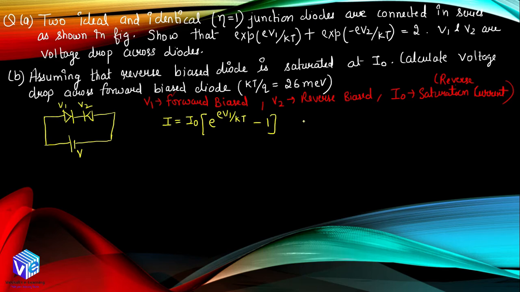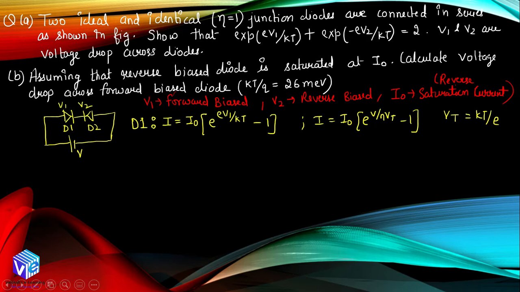So how did this equation come? We knew the equation of I, which was equal to I naught e raised to power V upon eta Vt minus 1. We are considering eta to be 1 and Vt will be equal to KT by E. So when you replace Vt is equal to KT by E over here, you will get the current equation as I is equal to I naught e raised to power EV1 by KT minus 1. So this is the equation for diode D1, and this one is the diode D1 and this is my diode D2.